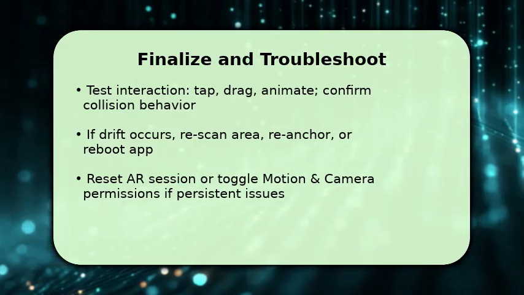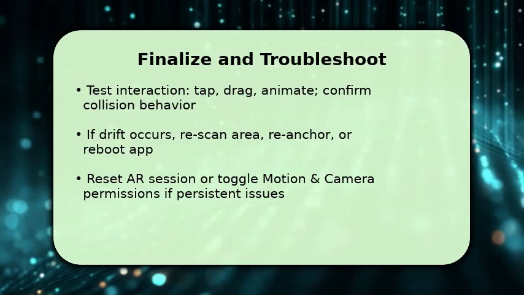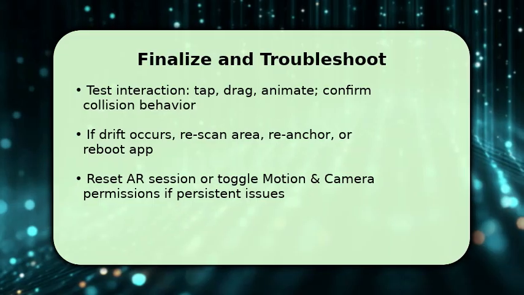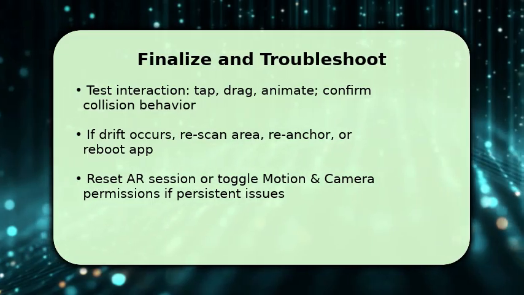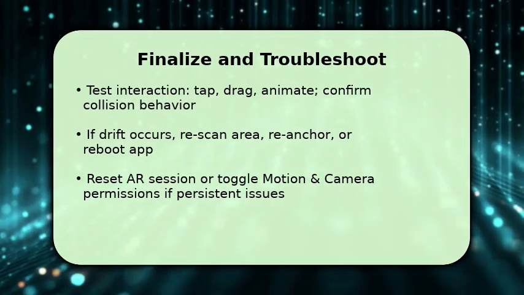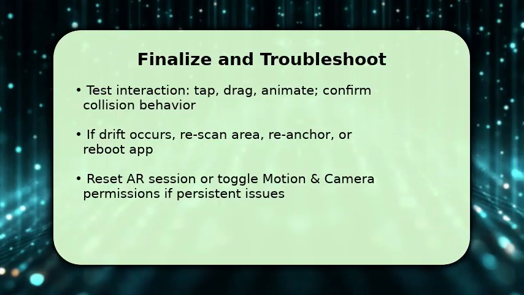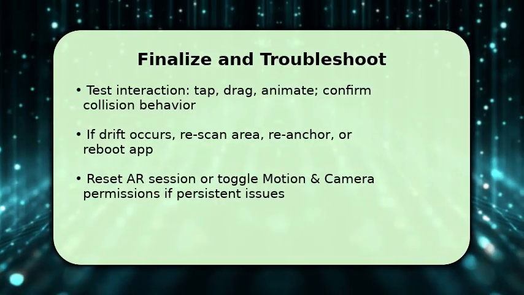If objects drift or disappear, first rescan the environment and re-anchor to a distinct feature. Make sure surfaces still have texture and light. If problems persist, reset the AR session in settings, restart the app, or toggle camera and motion access. When needed, reboot the phone to clear sensor states before trying again.